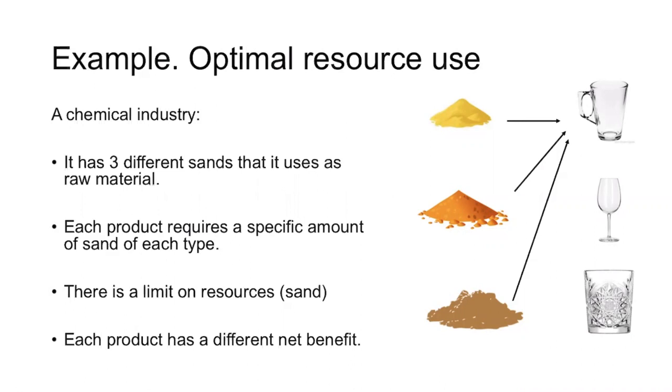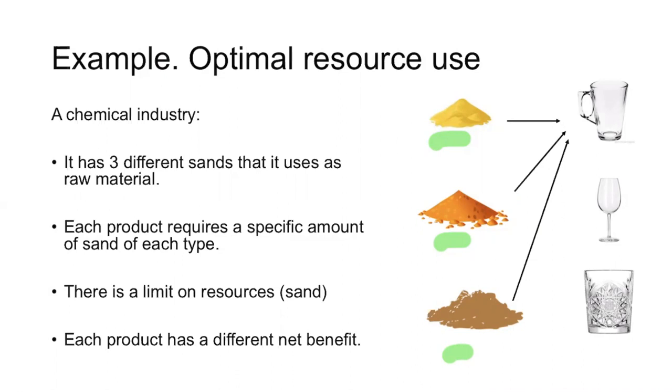So this is an example of optimal resource use. You have a set of resources, and you want to see how you can make the best use of them. The economic dispatch is also an optimal resource use. In this case, let's assume that you are a chemical industry. You have 3 types of sands, yellow, orange, and brown, sand number 1, 2, and 3, and you produce glasses. For different qualities of these glasses or cups, you need more of one type of sand and less of the other types.